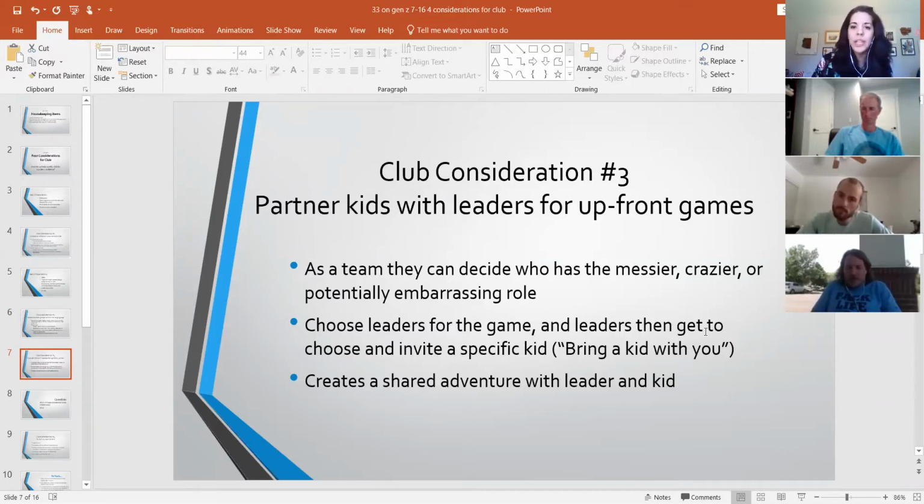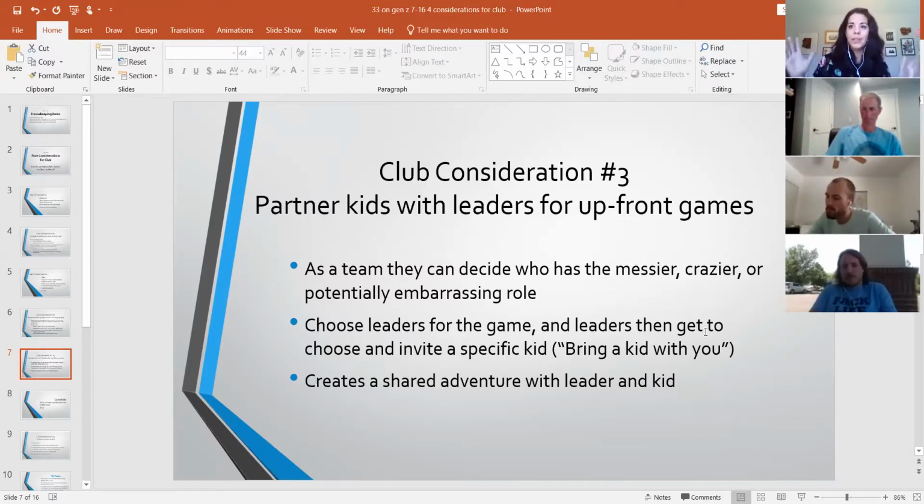What we would do in club, we would choose the leaders for the game first when we're going over our pre-club rundown and say, okay, Jim, you're going to be in the game, so is Stephanie, and so is CJ. And then when we called you up, the instruction was bring a kid with you. So they're looking around next to them and inviting a kid to come with them. We've done this at camp too. It's kind of fun to watch from the front, because if a kid doesn't want to and says no, they just turn to another kid and say, okay, they don't want to, do you want to come with me?